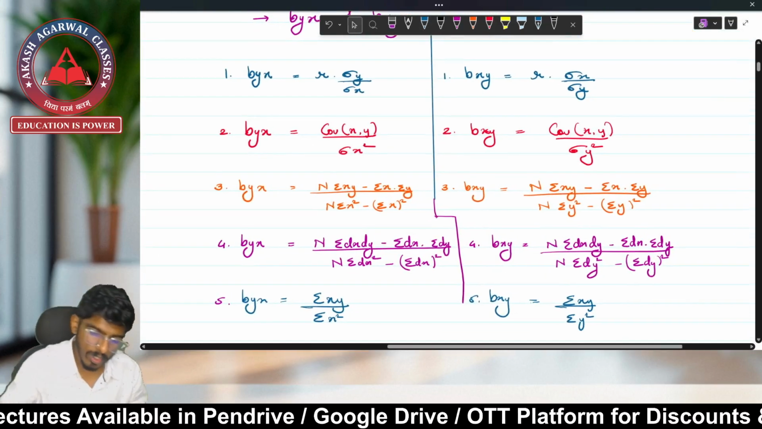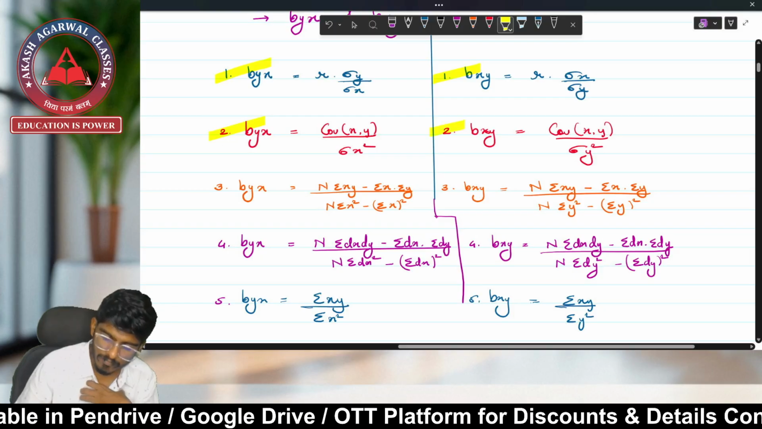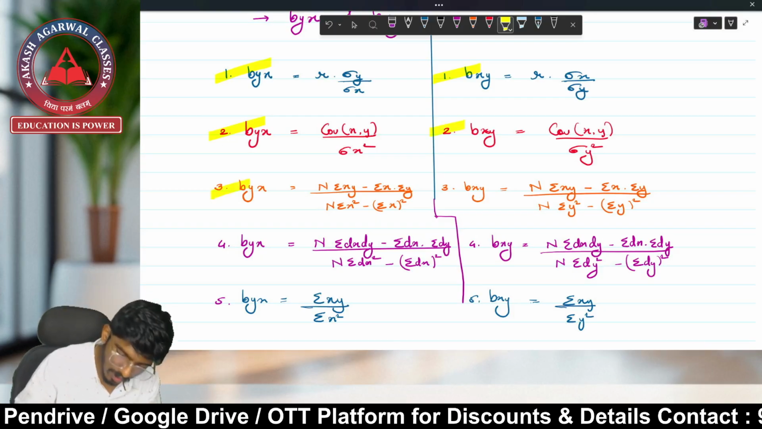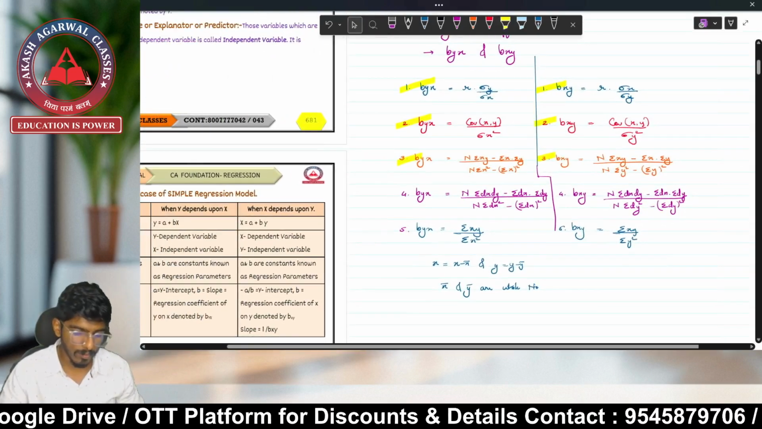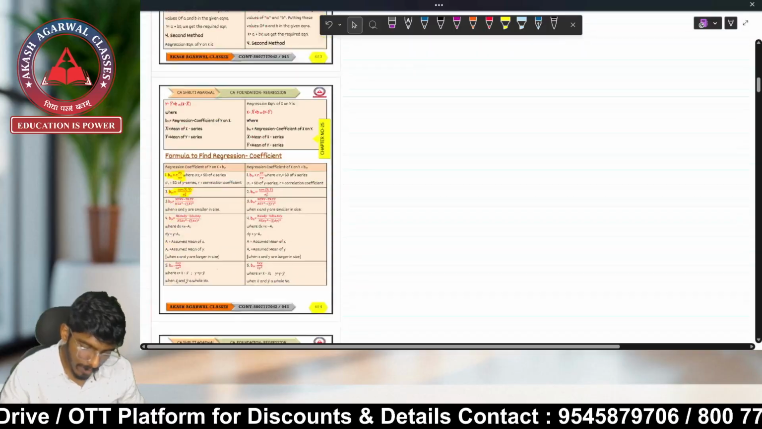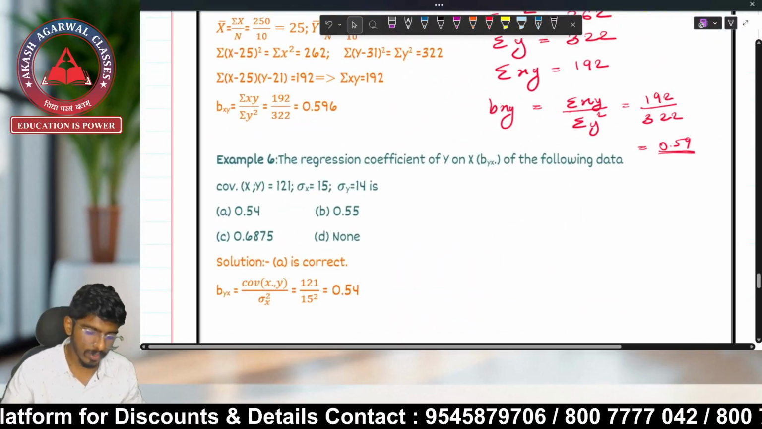Which one is the most important formula for me? The first and the second. And if you still want, the third. So this is going to be your priority to learn the formulas. So we have seen many examples over here and the formulas as well. I left one question. Okay.